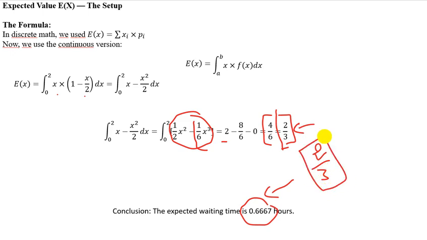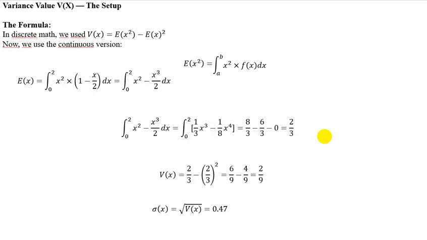Now let's see how to find the variance. Like in the discrete case, we say the variance is E of X squared minus E[X] squared. So we apply the same thing here. Instead of multiplying our function by x, we multiply it by x squared to find E of X squared.